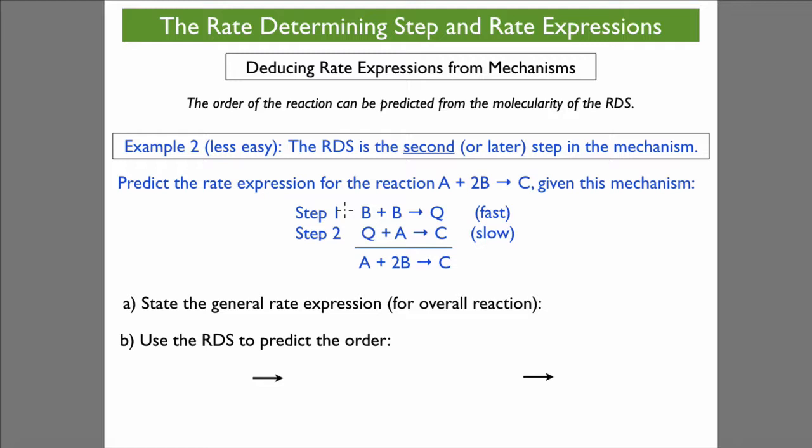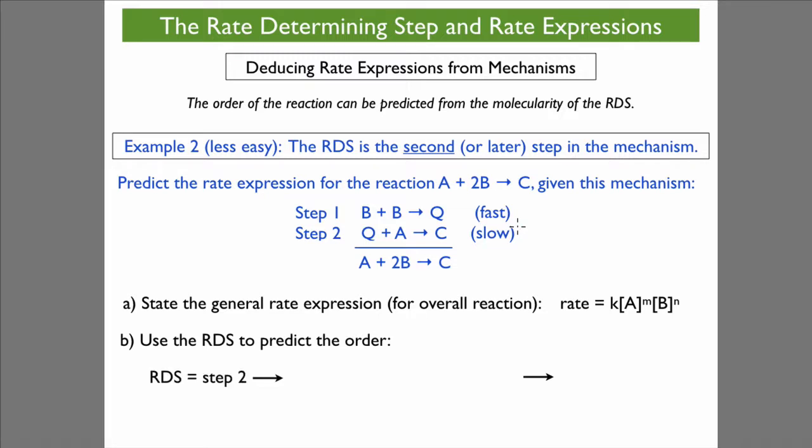So we're going to state the general rate expression for the overall reaction. And we need to be careful here. We're going to put k[A]^m[B]^n. And you might be thinking, why are we putting B there when clearly B is not in the slow step? Well, just bear with me.